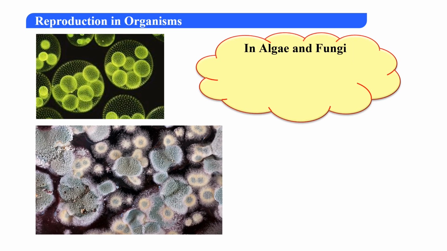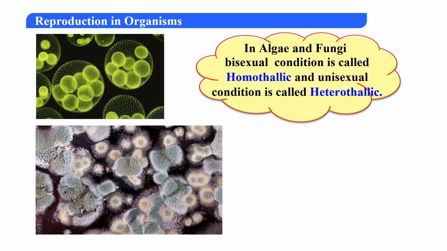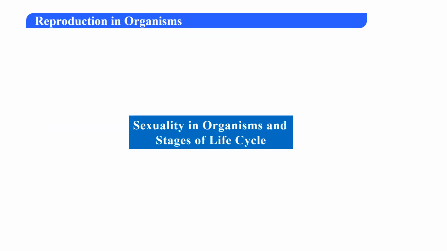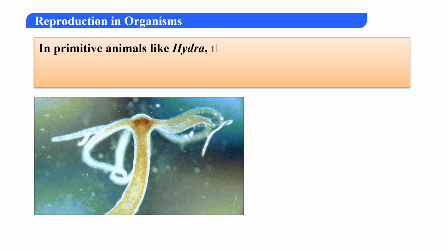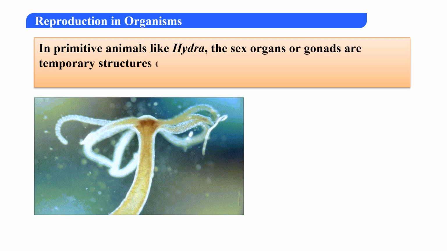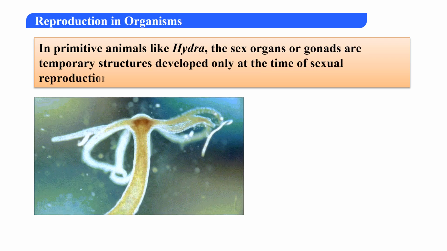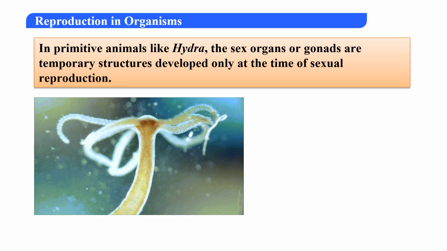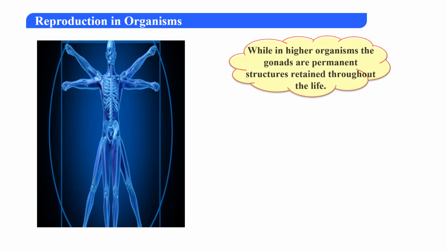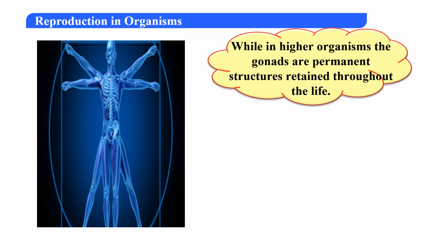In algae and fungi, the bisexual condition is called homothallic and the unisexual condition is called heterothallic. Sexuality in organisms and stages of life cycle. In primitive animals like hydra, the sex organs or gonads are temporary structures developed only at the time of sexual reproduction, while in higher organisms, the gonads are permanent structures retained throughout life.